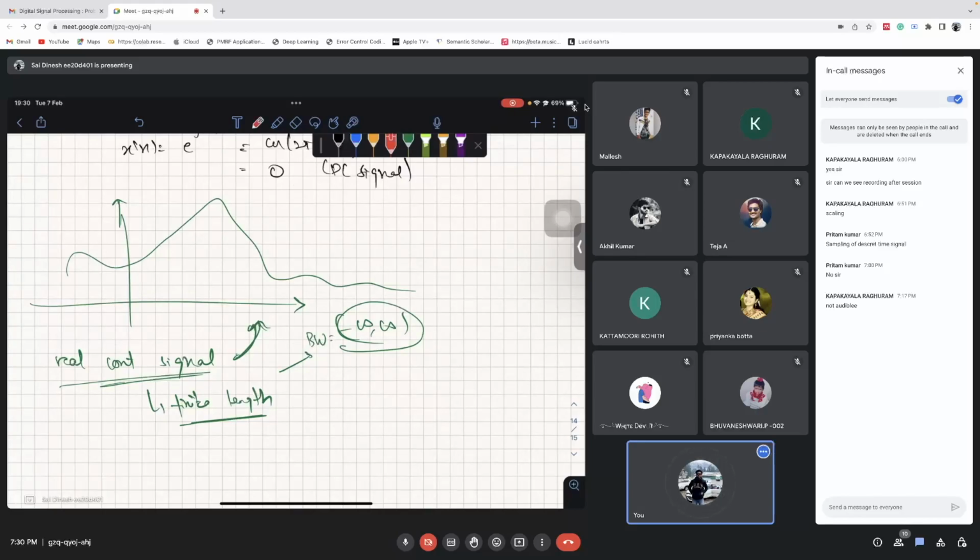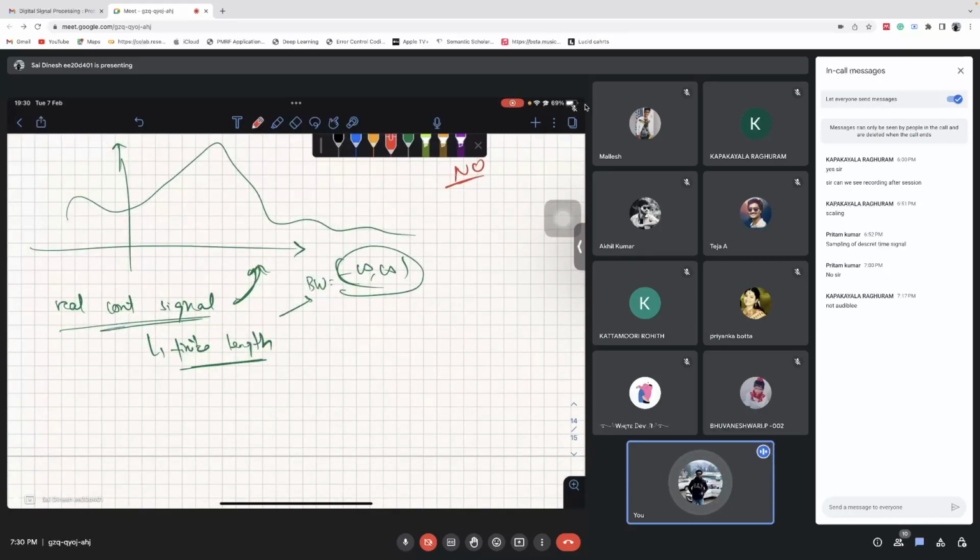No, because we have an entire range. What we are concerned with in the real domain, what you actually want to work on, is real continuous time signals. But can we store them in a computer? Can we do any computation on it? No, because there are infinitely many bandwidths.